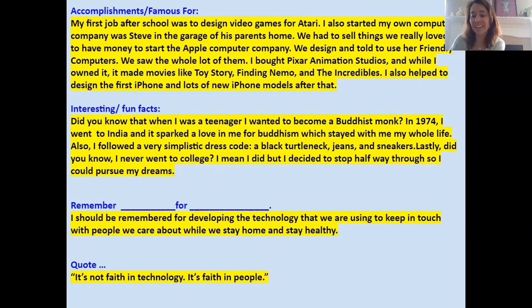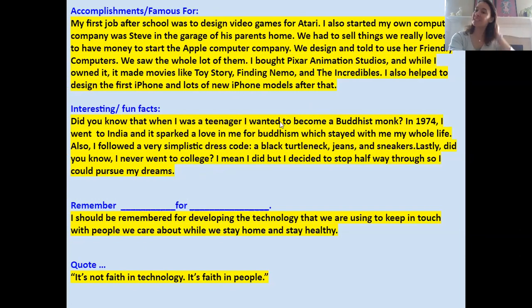After he worked at Pixar for a little while, he went back to Apple to work a little bit more. And it was during his second round with Apple that he moved into trying to create a computer that you could hold in your hands and take around with you, which was the iPhone. So not only did he help to design the first iPhone, but also a lot of the new iPhone models that came out after that.